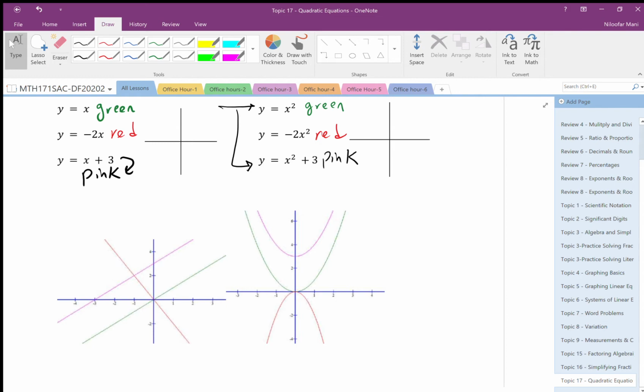How about the red one? Look at the negative sign. Because of the negative sign, y equals minus 2x is just a red line, and minus 2x squared is like a hat, which is this one here. I can show you this way.